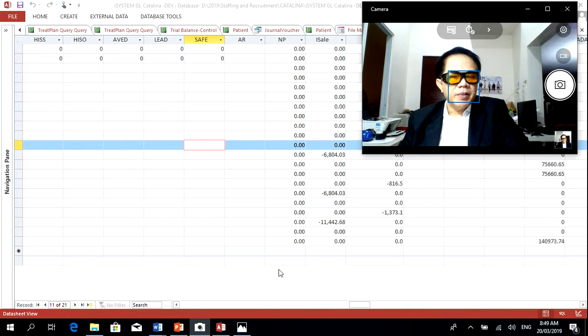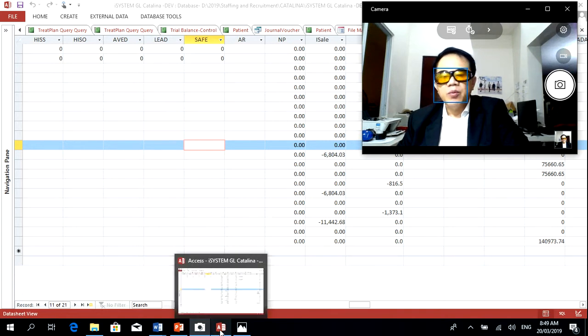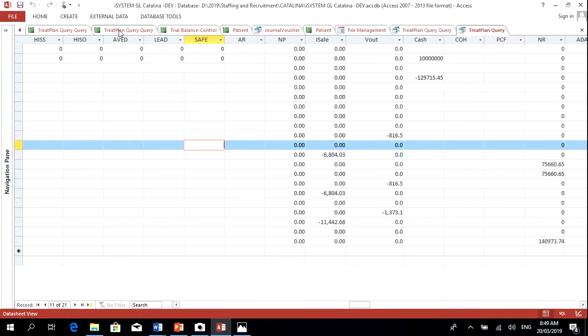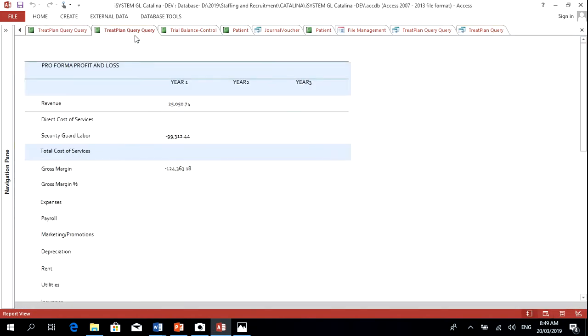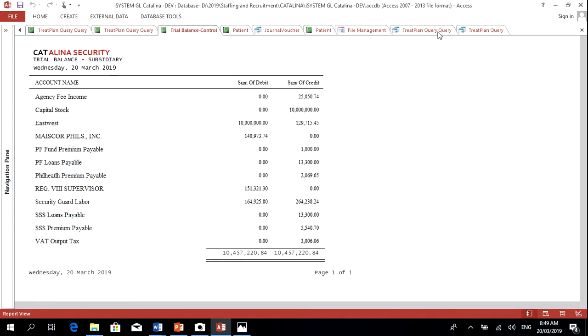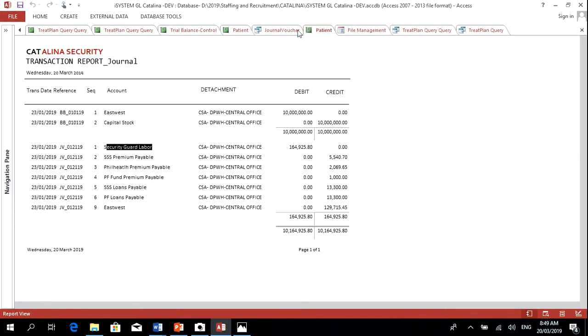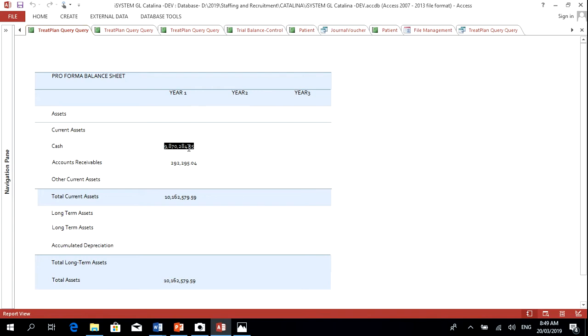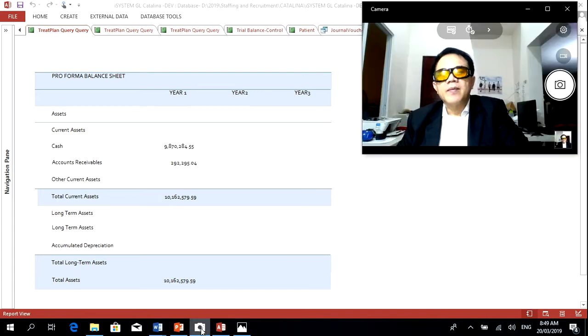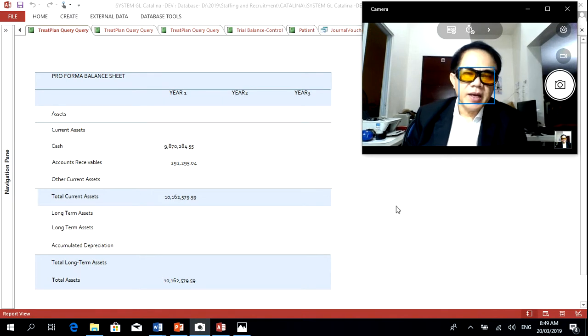Why do you want to pick up on that column? Because we want to generate the financial statements. That's the reason why. Again, I hope this could be helpful.